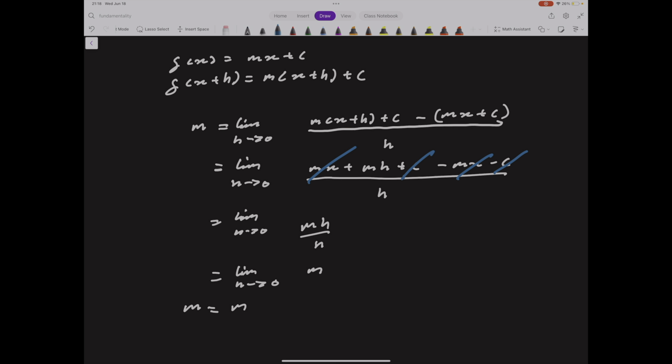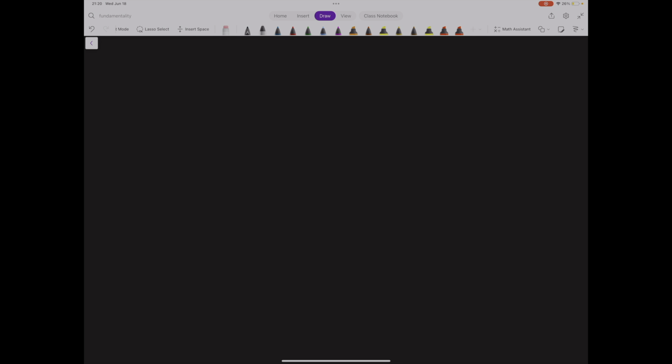So how about we now use this formula on something we don't know the gradient of. I think you can guess what curve I'm going to use it on, but let's do it anyway. Right, so f of x equals x squared. f of x plus h equals (x plus h) squared. Okay, so let's put this into our formula and see what we get.